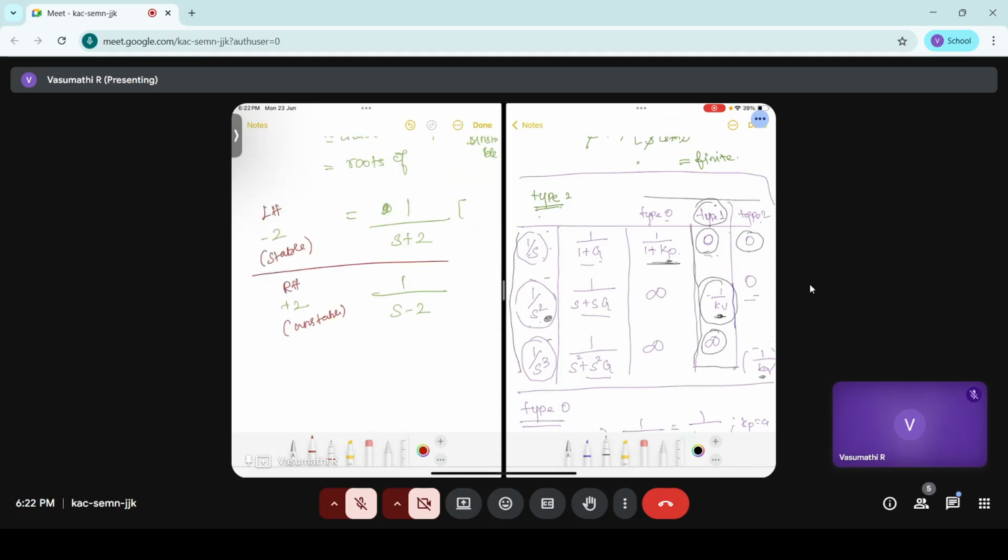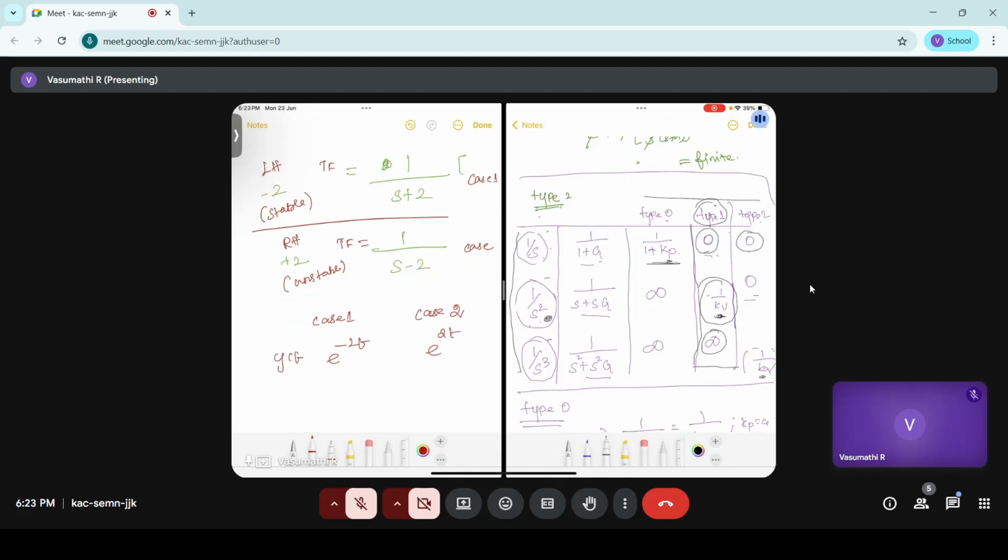Okay, why is it so? If this is your transfer function, let's take these as case 1 and case 2. If you find the inverse Laplace transform for case 1, what would it be? e to the power minus 2t for case 1. For case 2, this will become e to the power 2t. So this will be your output response, right?